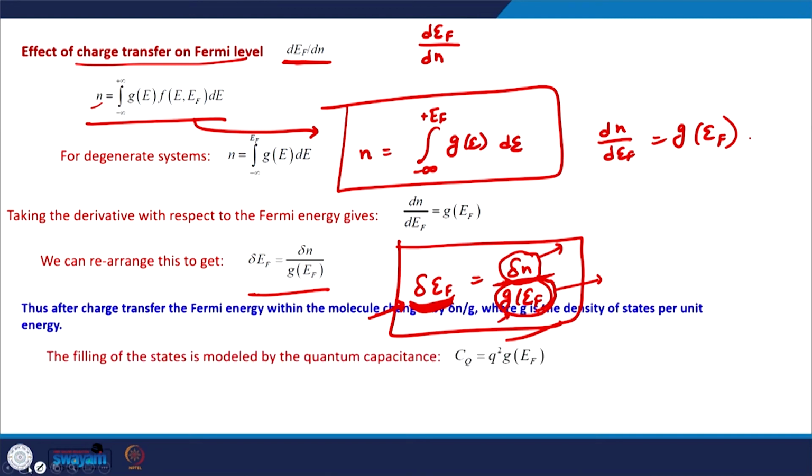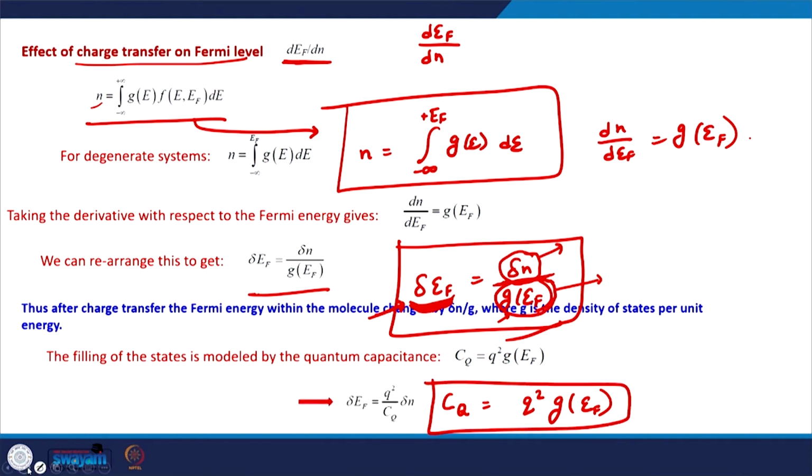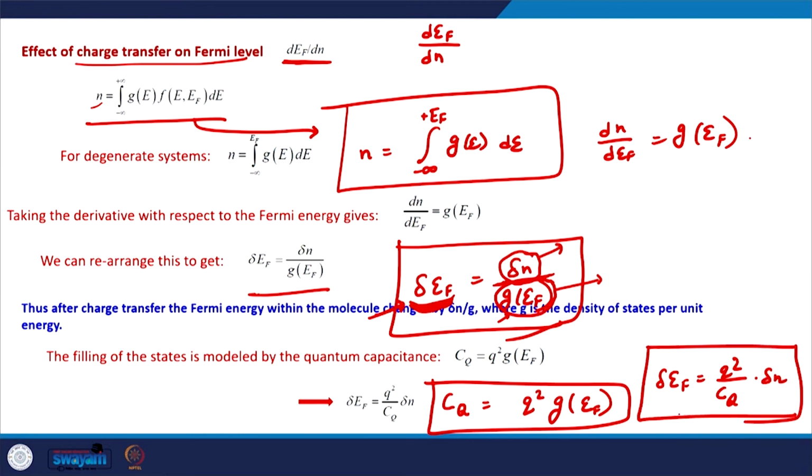And from here comes the notion of quantum capacitance. The quantum capacitance is defined as q square times the density of states. We will come back to this idea of quantum capacitance in the next class, where it comes from. If we define it like this, in that case delta EF becomes q square divided by CQ times delta N. And this is a very important relationship for quantum dots.